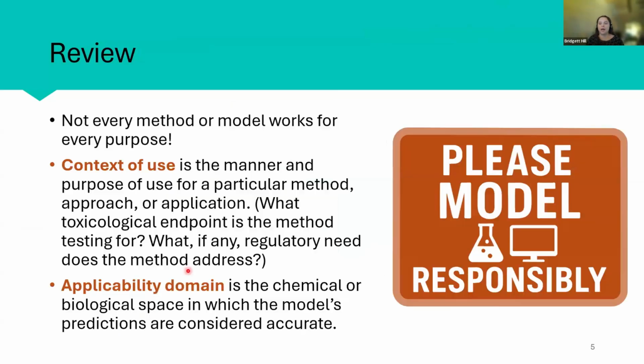Two key concepts to keep in mind whenever you are developing these in silico methods is that not every method fits every purpose. It's important to consider the context of use, which is the intended purpose of that method, such as use in regulatory applications, what specific toxicological endpoint is the focus of it, in addition to applicability domain, which describes the chemical or biological space that that model is accurately predicting.